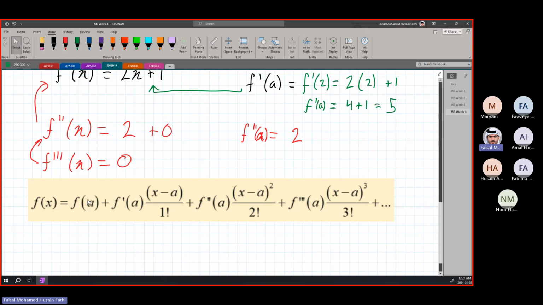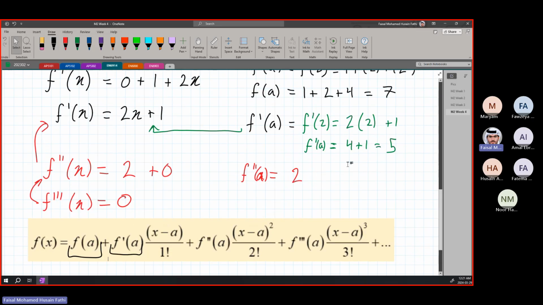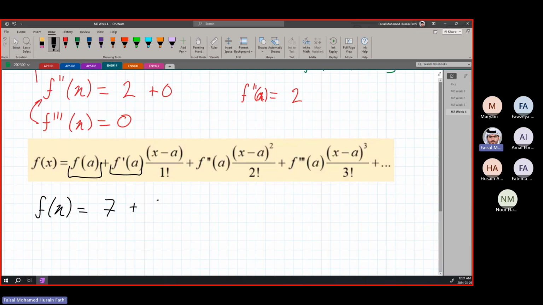Now we just substitute the values for f of a. So f of a we calculated earlier. F of a was equal to 7. So f of x is equal to 7 plus f prime of a. What's f prime of a? We found out to be 5. So 5. Let's write it this way. F prime of a, and then f prime of a is equal to 5 times x minus a. What is a? A is equal to 2. So minus 2 divided by 1.